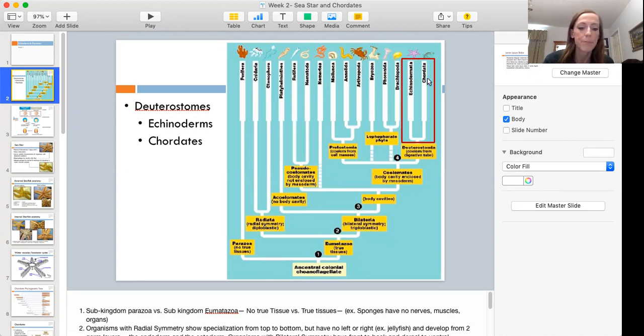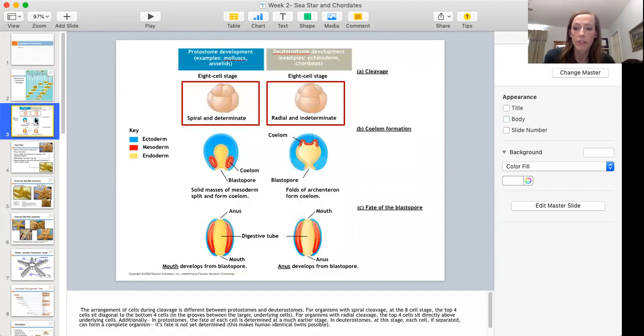I'll also mention that we had talked about a few differences in the development last week between protostomes and deuterostomes. So we'll flip to the next slide. One of the main things that we had talked about is that the blastopore becomes the mouth in protostomes, and the blastopore becomes the anus in deuterostomes.